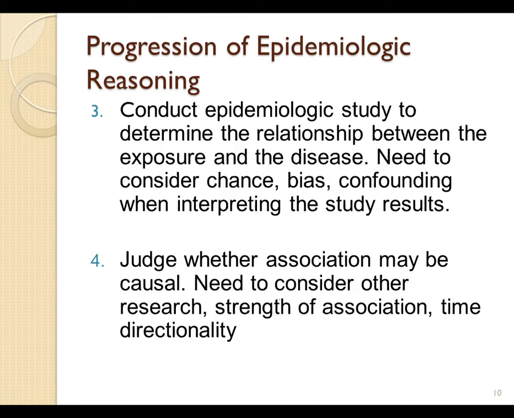Next, we will conduct an epidemiologic study to look at the relationship between an exposure and disease. Within the framework of epidemiologic study, we must consider chance, bias, and confounding when interpreting study results. We will cover each of these concepts in depth over the course of the semester. The final step in epidemiologic reasoning is to judge whether an association is causal. We will also cover causality later in this semester.